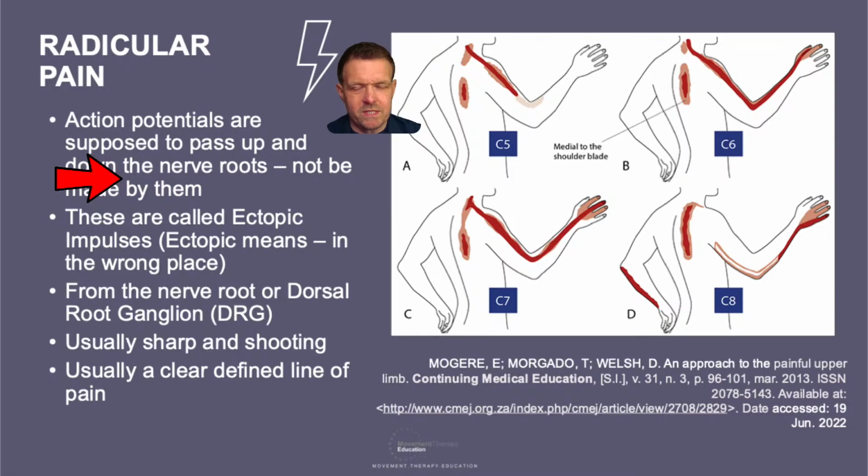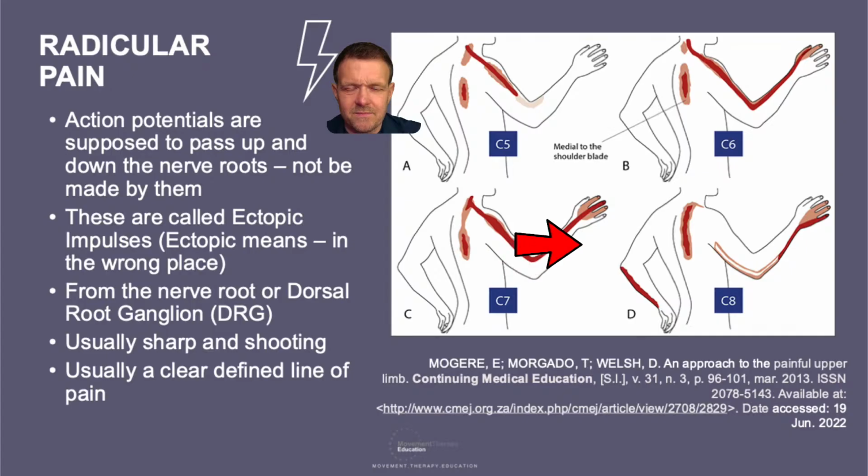And this is the problem with radicular pain. So at the nerve root level, so where the picture we saw before, we have something called an ectopic impulse. An ectopic just means it's in the wrong place. So this impulse is being generated by that nerve root, and then shooting the symptoms down that nerve. So usually it's from the nerve root or the dorsal root ganglion, which is what we've just seen before, and it's usually sharp and shooting, which is very different to dull, diffuse, and achy.